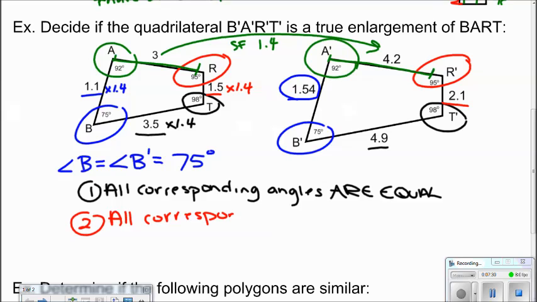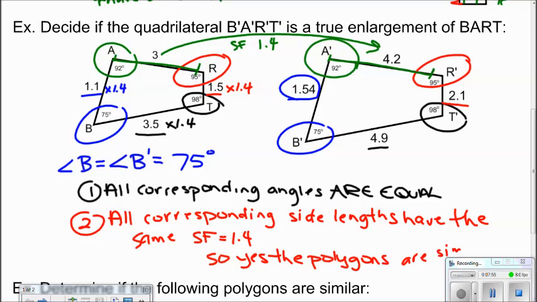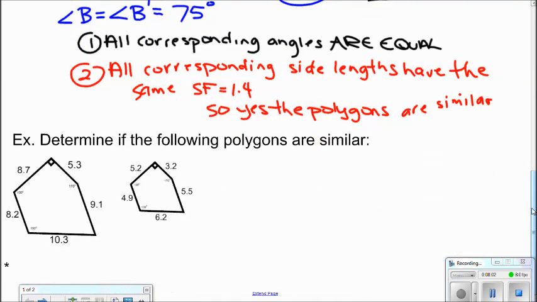So all corresponding side lengths are proportional because they have the same scale factor of 1.4. And remember, in order for an enlargement, the scale factor needs to be greater than 1. So we would say yes, these polygons, or these quadrilaterals, are similar. And so that's what we need to do to prove if polygons are similar.